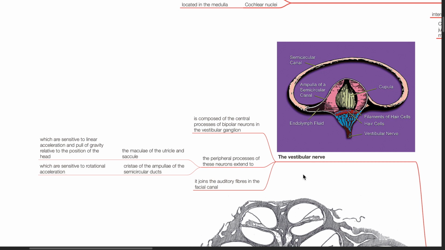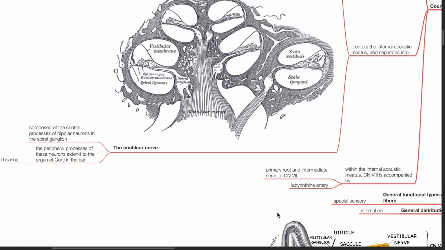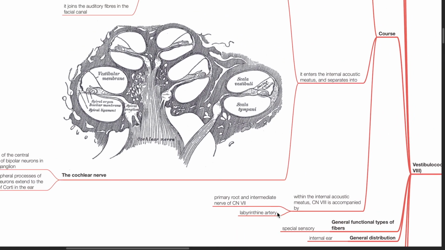The vestibular nerve then joins the auditory fibers in the facial canal. The cochlear nerve is composed of the central processes of the bipolar neurons in the spiral ganglion. The peripheral processes of these neurons extend to the organ of Corti in the ear for sense of hearing. Within the internal acoustic meatus, cranial nerve 8 is accompanied by the primary root and intermediate nerve of cranial nerve 7 and the labyrinthine artery.